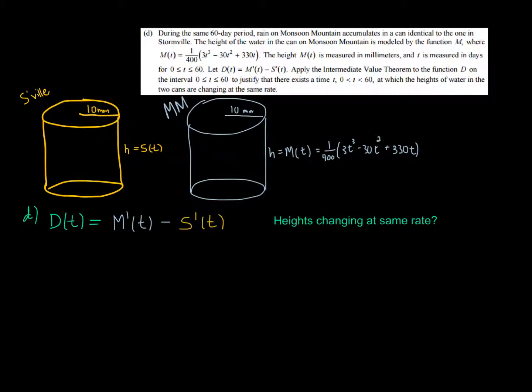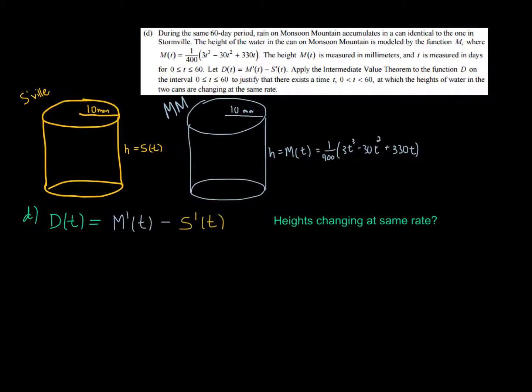Part D. A lot of words here, and thankfully more creativity with the name of the location. We had Stormville, and now, drumroll please, I introduce you to Monsoon Mountain. During the same 60-day period, rain on Monsoon Mountain accumulates in a can identical, amazing, they have the same exact can to the one in Stormville.